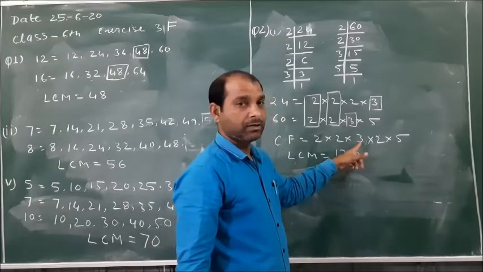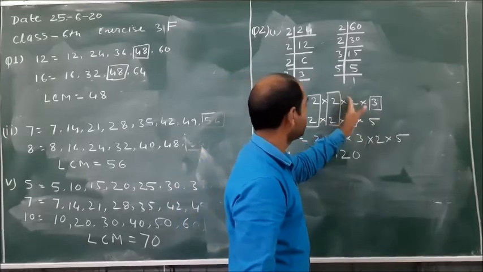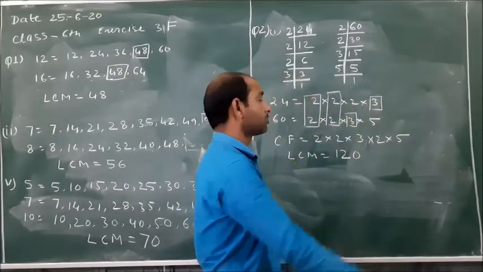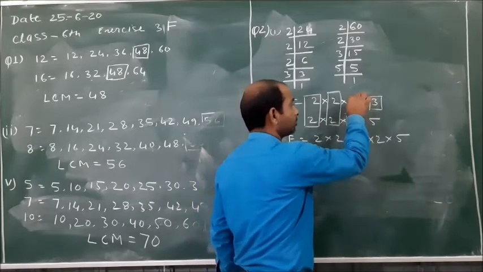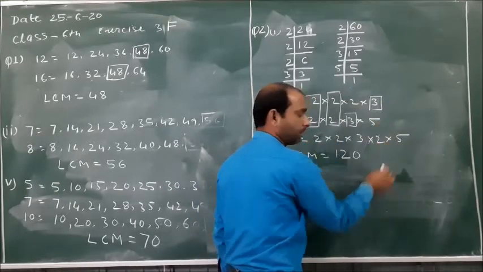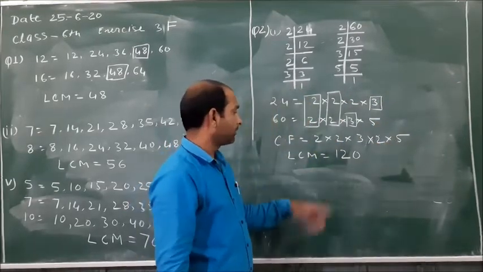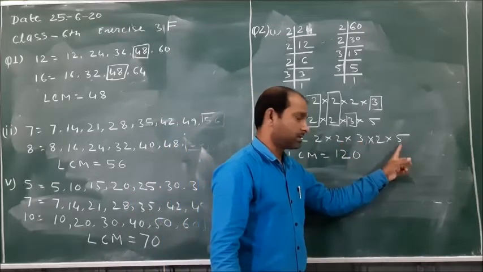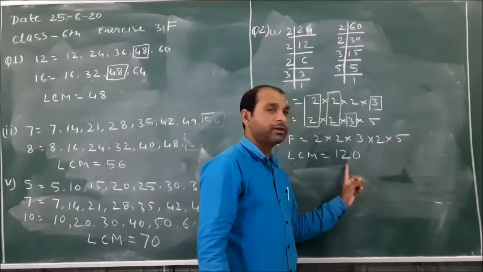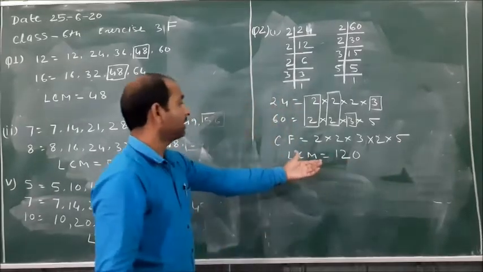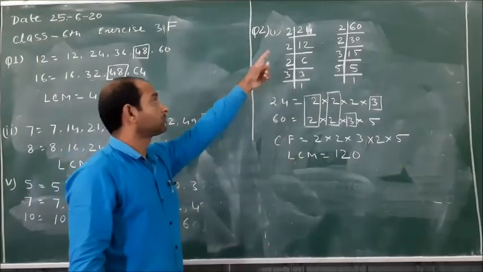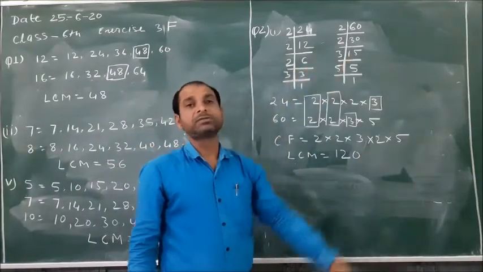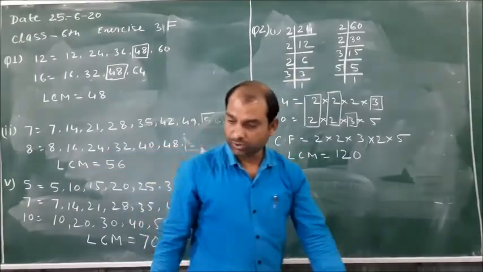In the LCM, which numbers are not common factors? So we write these numbers also: 2 multiply by 5. Now multiply: 2 twos are 4, 4 threes are 12, 12 fives are 60, 60 twos are 120. This is the LCM of 24 and 60. Okay, now the next question.